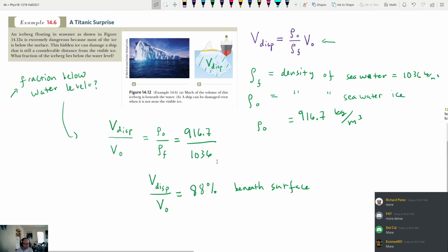Think about something like wood. When wood floats on top of water, there's usually a much larger fraction that's above the surface. So it's kind of surprising how much is beneath the surface.